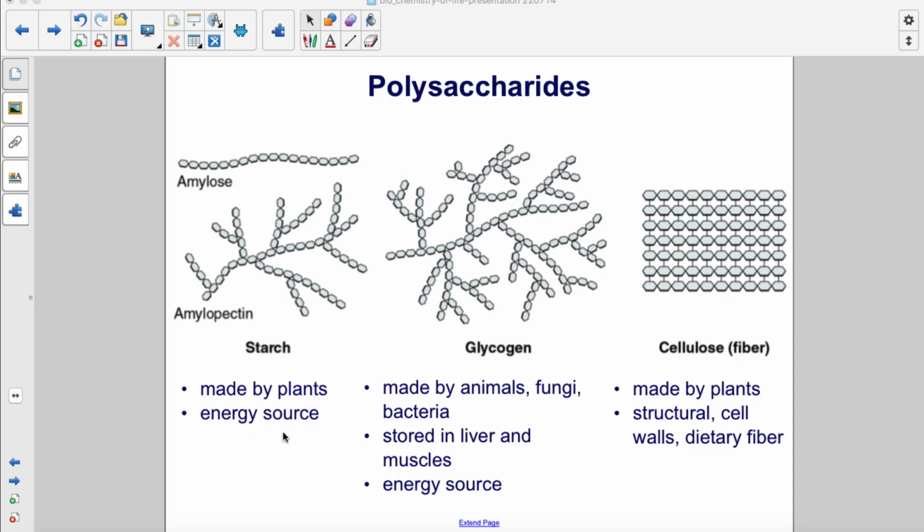Starch is an energy source made by plants. Glycogen is an energy source made by animals, fungi, and bacteria that's stored in liver and muscles. And cellulose is made by plants in its structural cell walls and dietary fiber.